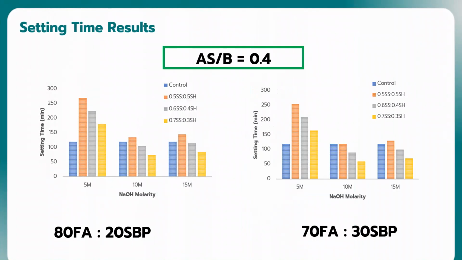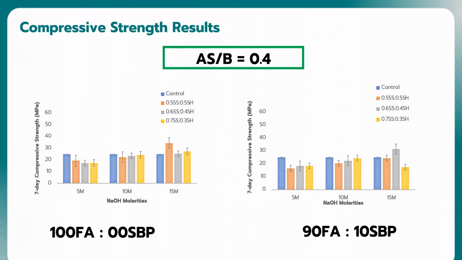When I added the sugarcane bagasse powder for the 90% to 10% ratio, it made a similar pattern to the pure fly ash. The 70% fly ash and 30% SCBP mixed with 15 molarity sodium hydroxide shows optimal setting time, approximately 180 minutes. All compositions show better workability than water.